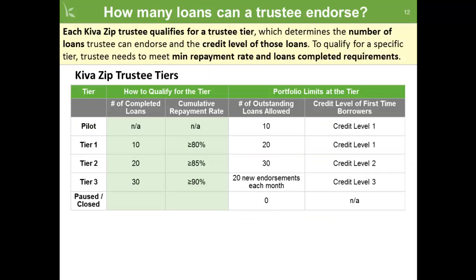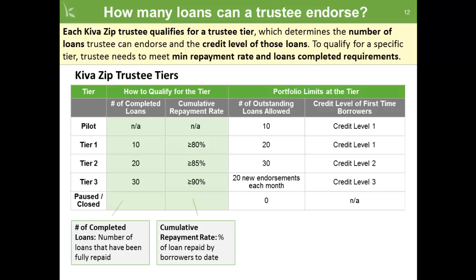So how many loans can a trustee endorse? Each KivaZip trustee qualifies for a trustee tier, which determines the number of loans the trustee can endorse and the credit level of those loans. To qualify for a specific tier, the trustee needs to meet 2 requirements. First is the number of completed loans, which are loans that have been fully repaid by their borrowers. Second is a cumulative repayment rate, which is the percentage of loans repaid by their borrowers to date. When a trustee meets both requirements, he or she qualifies for the appropriate tier.